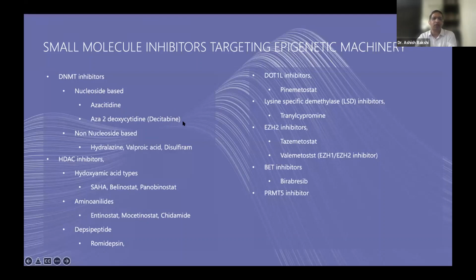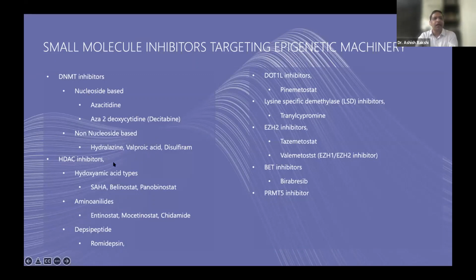I am not going to touch upon them because Dr. Atul Batra is going to talk on them. There are non-nucleoside-based analogs called hydralazine, valproic acid, and disulfiram. Particularly, valproic acid is an anticonvulsant, and there are a lot of studies targeting valproic acid in combination with other drugs for the treatment of a variety of malignancies. A lot of preclinical and clinical work has been done on this.